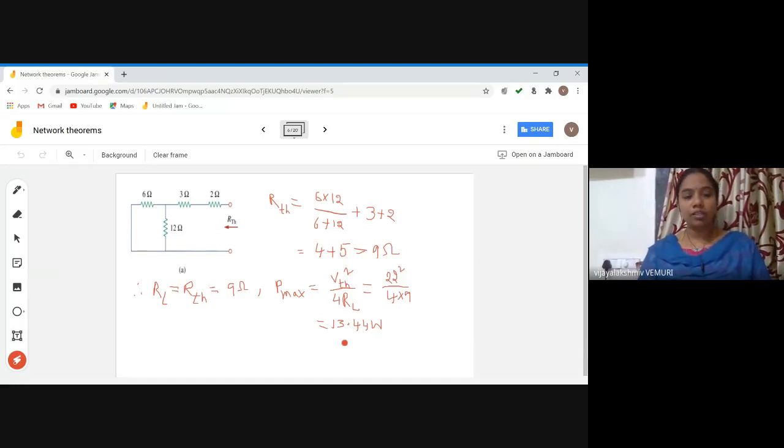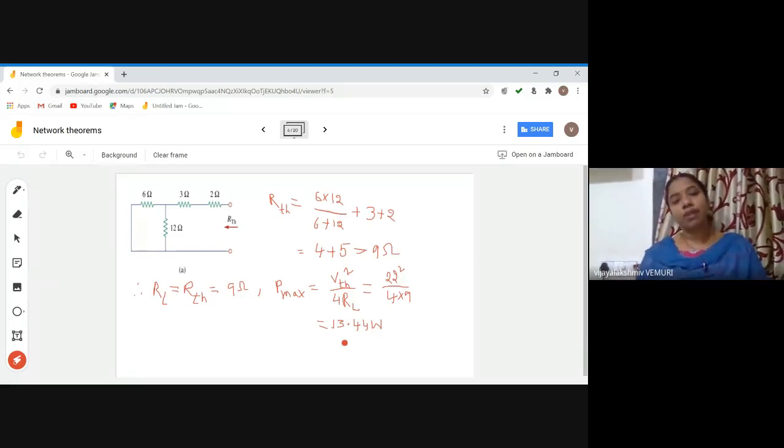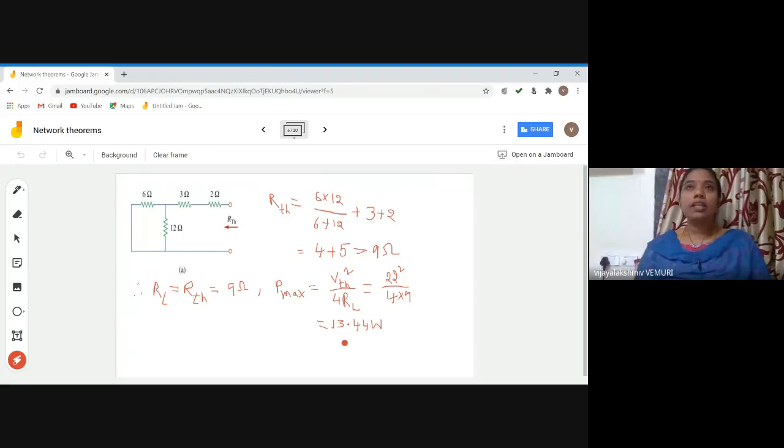That is one of the applications of the maximum power transfer theorem. But there is one disadvantage with the maximum power transfer theorem: the efficiency of the system where you are transferring maximum power is only 50%. Very, very important bit this is. The efficiency of the maximum power transfer theorem, if I write here, is represented with the symbol eta, which is equal to only 50%.